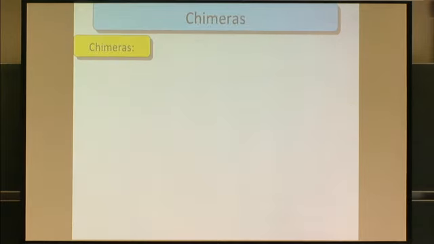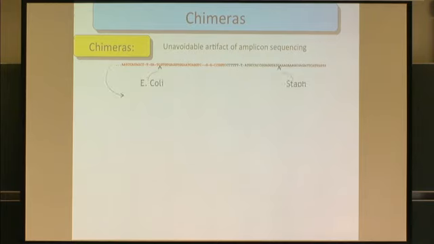Another thing is you don't have to do chimera filtering because of the way this counts the k-mers. Chimeras, we know, are an unavoidable artifact of 16S rRNA amplicon sequencing, where we get sequences that are half E. coli or half staph. But it turns out that the k-mer count of these sequences is basically the k-mer count of this sequence plus the k-mer count of that sequence. So they don't really hurt our method at all.